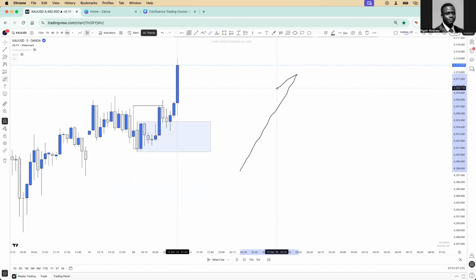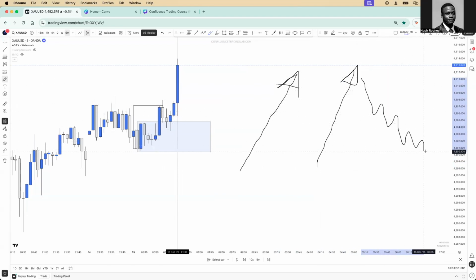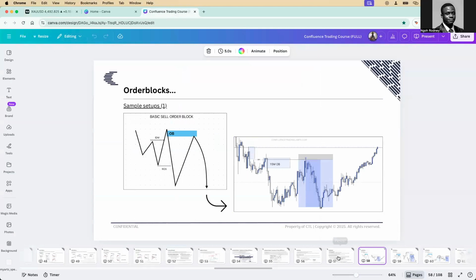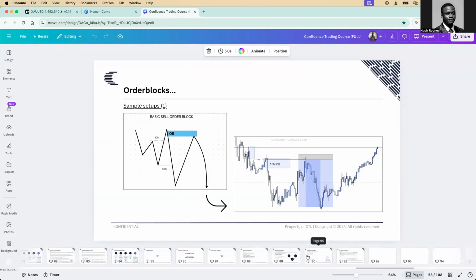Market structure tells you the direction, right? Order blocks and all these things, inducements and all, tell you who is in control of the market. So direction and control are two different things. Sometimes you could have a positive direction, but because we don't have buyers who are in control, you instead have selling moves. It's important. What you want is to be in a position where the direction and who is in control align.